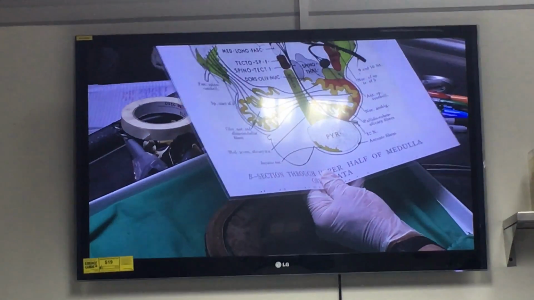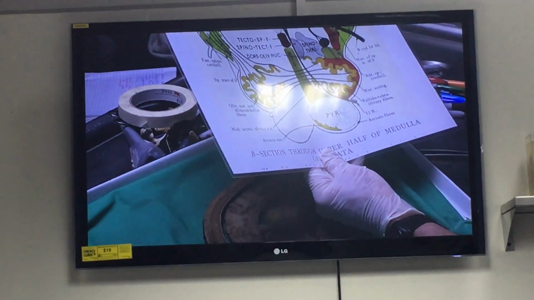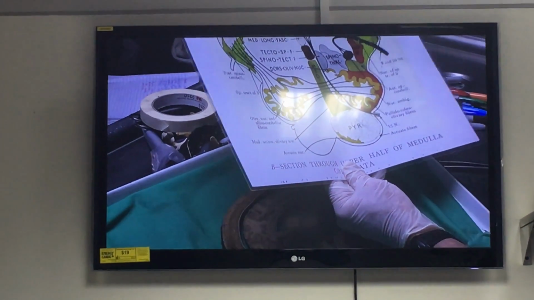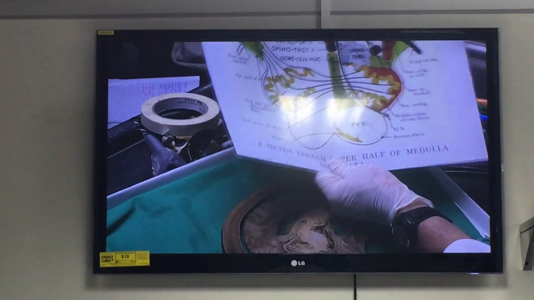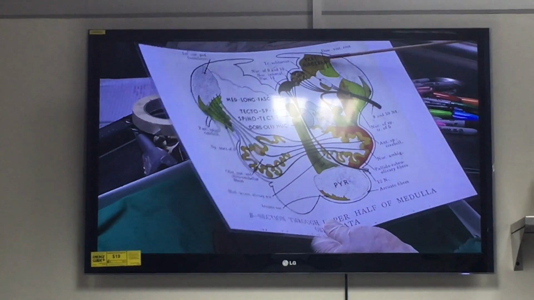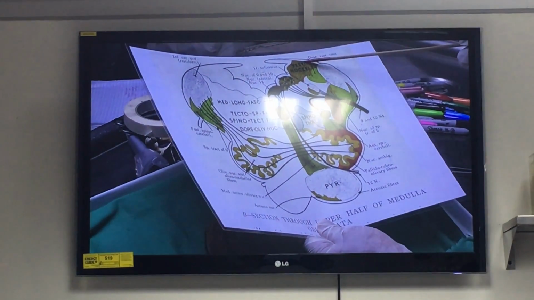The inferior cerebellar peduncle is related to the nuclei of the vestibule. Dr. Lennon will tell you about all of those nuclei. There are the nuclei there.